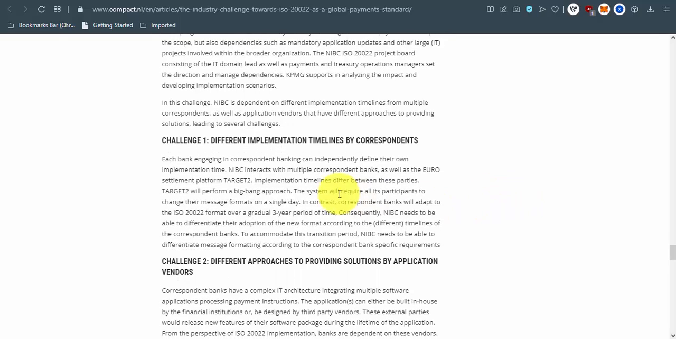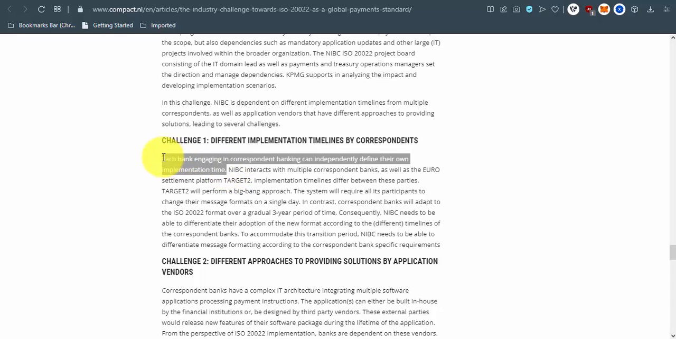So there are different implementation timelines by correspondent banks. This is a challenge. One of the difficulties they're having is that correspondent banks as well are going to have to implement ISO 20022, and different banks have different migration times. So these are challenges and difficulties that they're facing within the market. Each bank engaging in correspondent banking can independently define their own implementation time. So every bank can choose in the correspondent banking space when they want to migrate over.